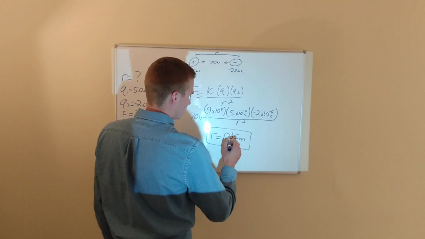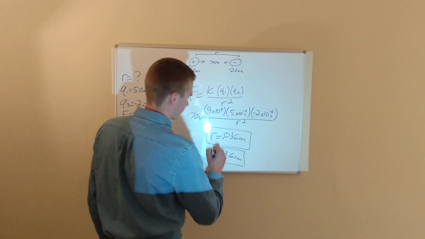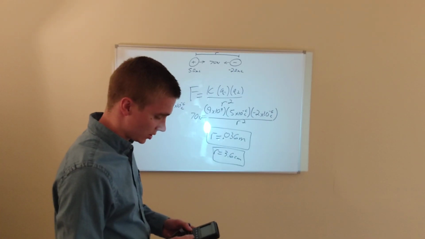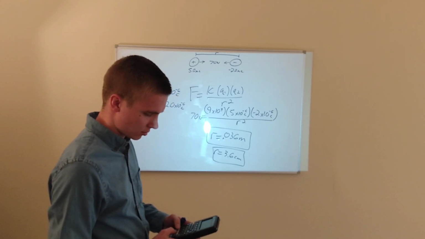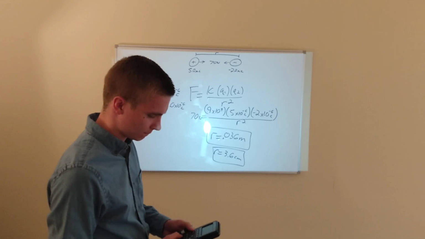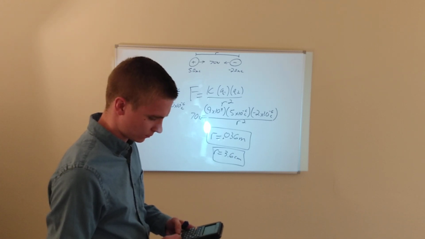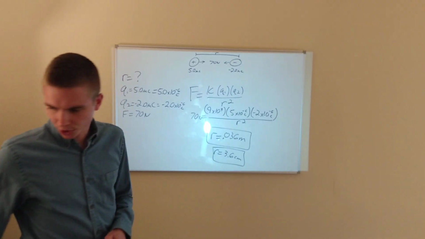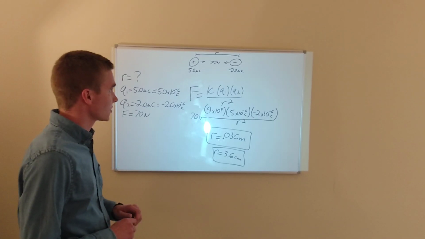But if I wanted it in centimeters, we can move that decimal place and write that r is equal to 3.6 centimeters. And I'm just going to check that with my calculator to make sure I didn't miss the square root there. Always double check your work if you can. And I think I will agree with my answer. Our answer is r is equal to 0.036 meters, or r is equal to 3.6 centimeters.